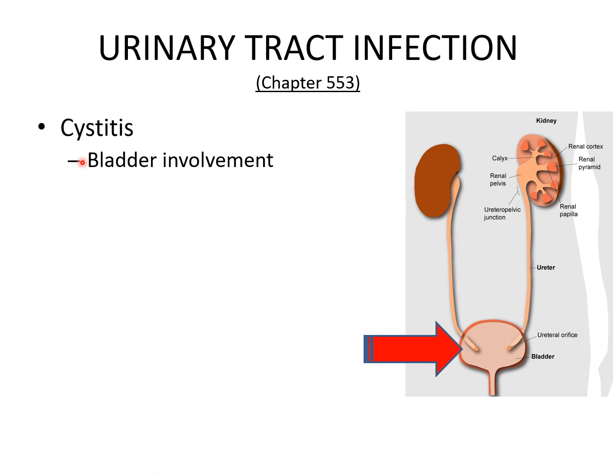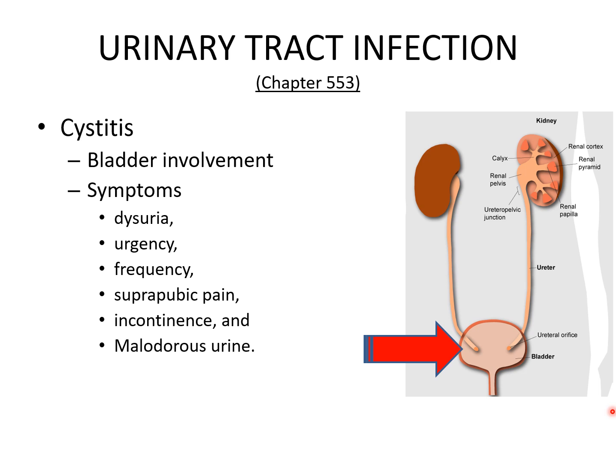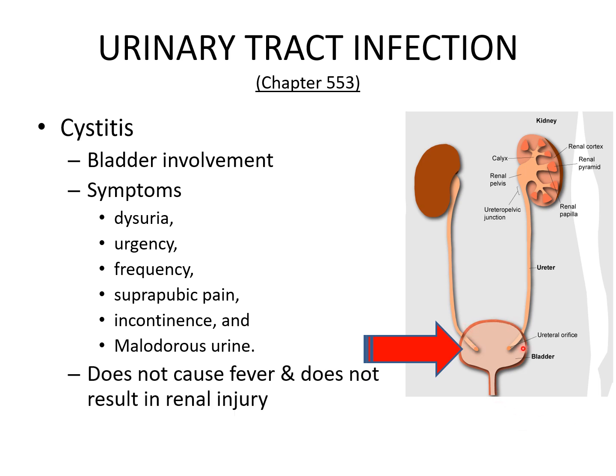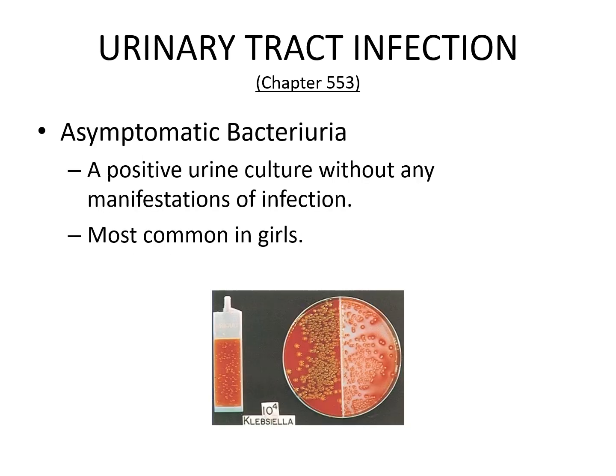Cystitis, on the other hand, involves the bladder. So the bacteria would colonize up to the bladder only, but did not reach the upper urinary tract. Symptoms at this part include dysuria, urgency, frequency, suprapubic pain, incontinence, and malodorous urine. Since it involves only the lower urinary tract, usually this infection will not cause fever and will not cause renal injury later on, except if this cystitis progresses and bacteria climb up to the upper urinary tract.